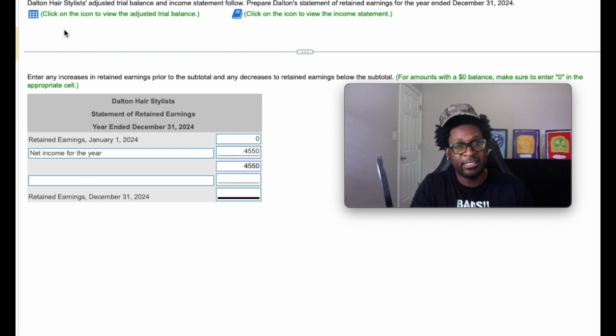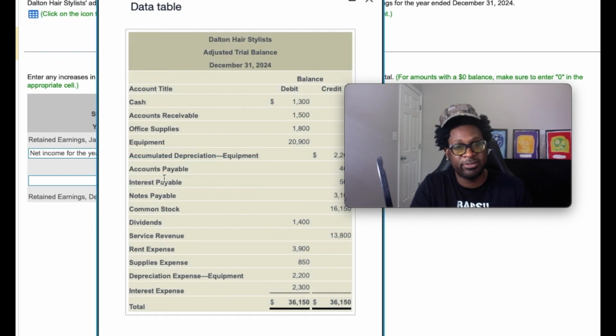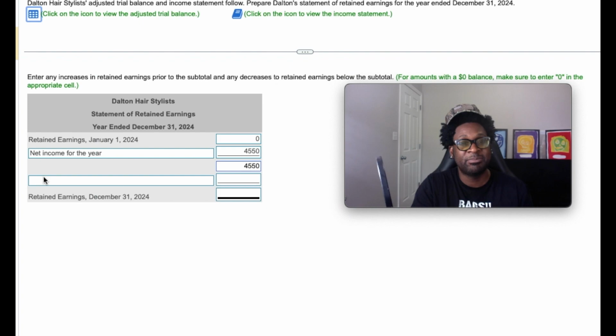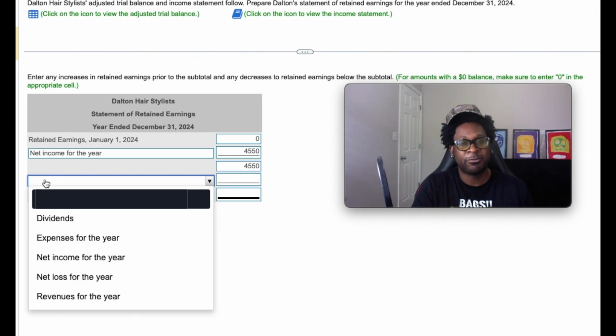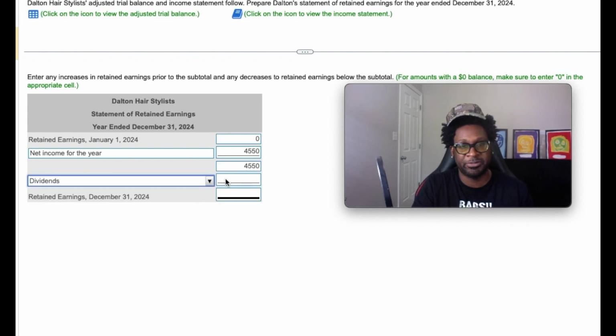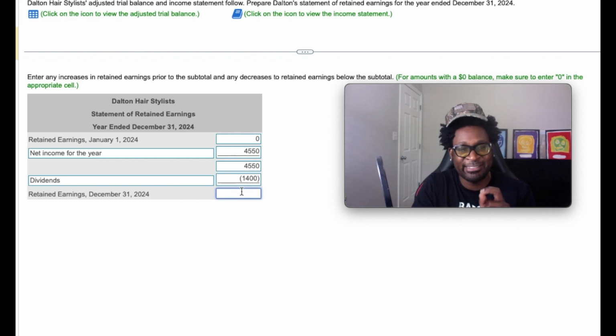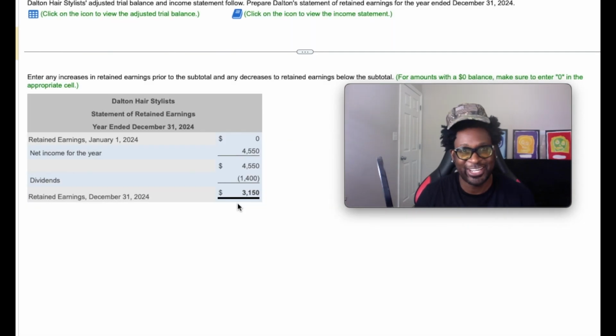And then if we go back to the adjusted trial balance, we realize that there are dividends that were given for the period of $1,400. And as we know, that dividends amount must be subtracted from our retained earnings for the period. And our new ending balance for our retained earnings as of December 31st, gang, must be $3,150. So we're going to check the answer. Bags all day. So there you have it, gang.